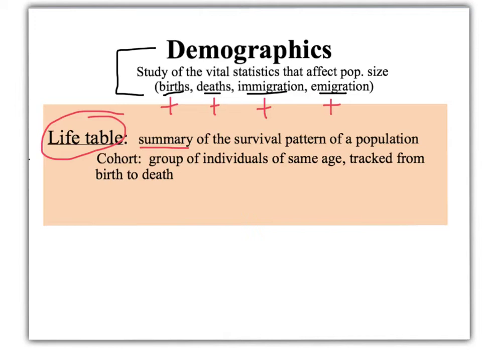When are there a lot of births? When are there a lot of deaths? When do we see immigration, emigration, and how are they all related? In life tables, how you organize the data is by something called a cohort. A cohort is a group of individuals of the same age that's tracked from birth to death. And once you can track that cohort, you can really start to see some patterns in those vital statistics.